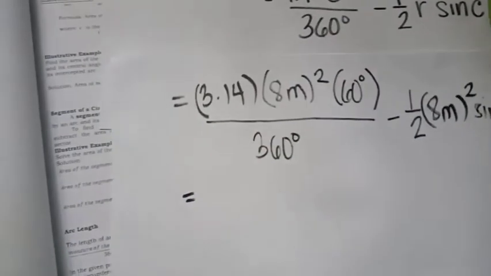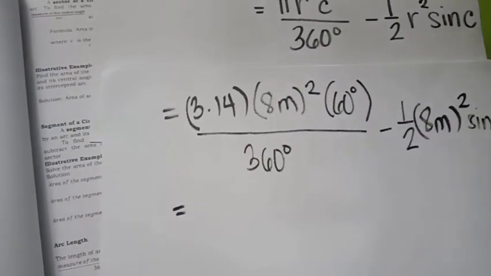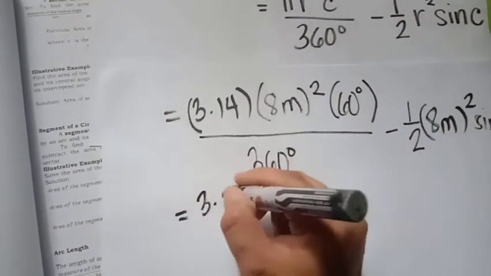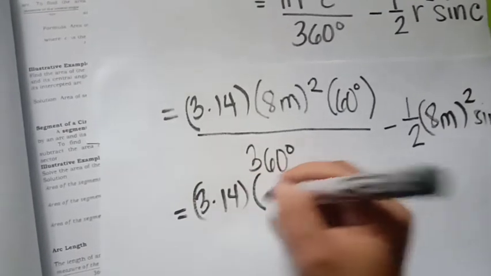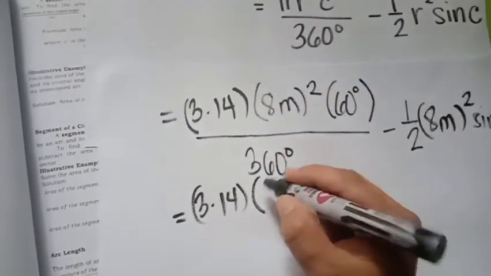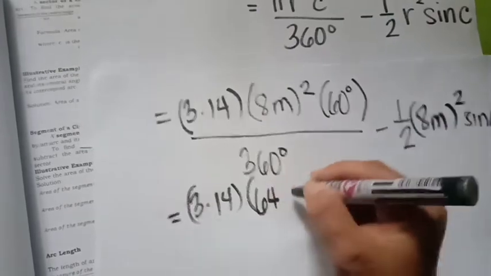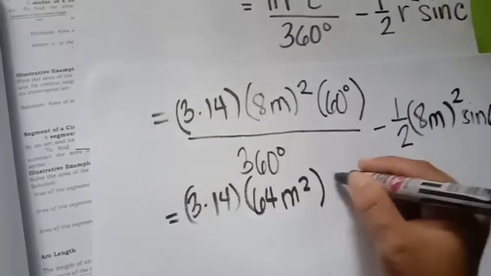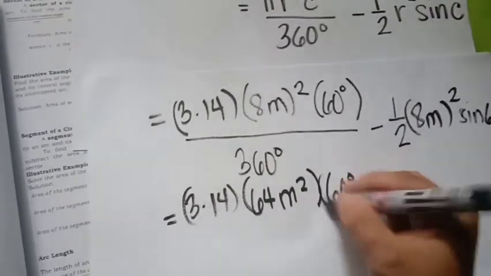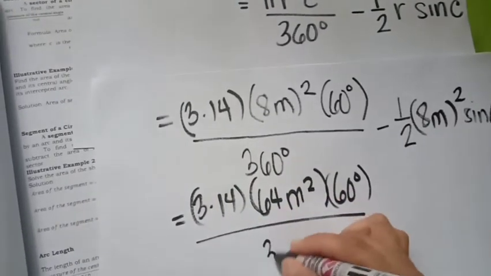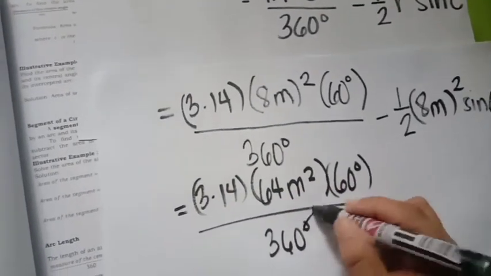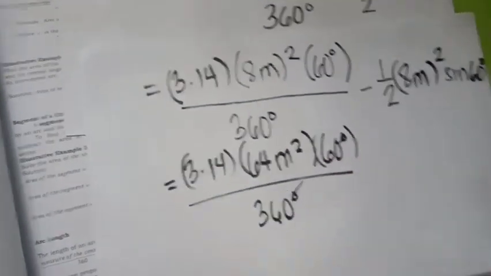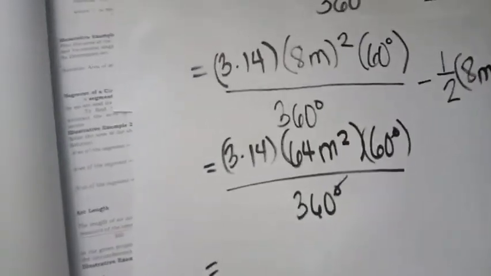So, again, gagamit tayo ng calculator. So, 3.14 times 8 meters quantity squared. 8 times 8 is 64 meters squared times 60 degrees over 360 degrees. Cancel nyo na yung degree. So, gamit tayo ng calculator.